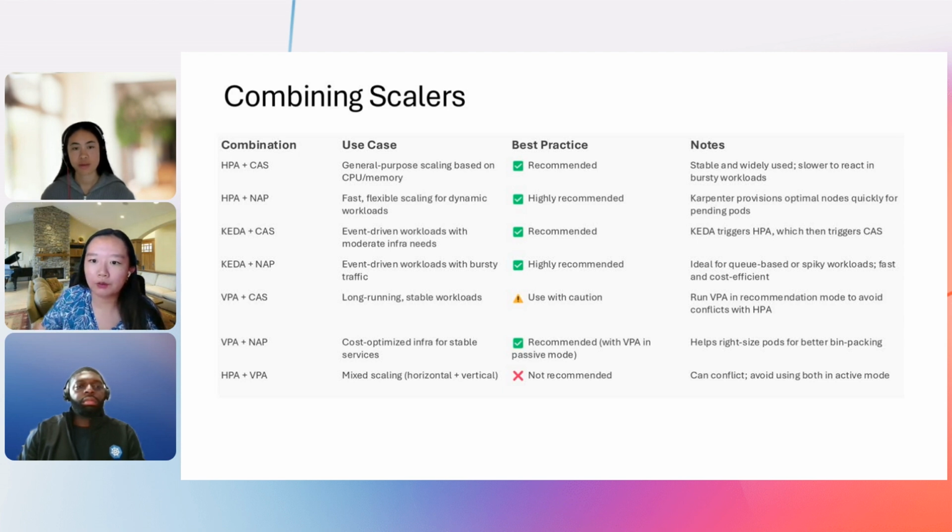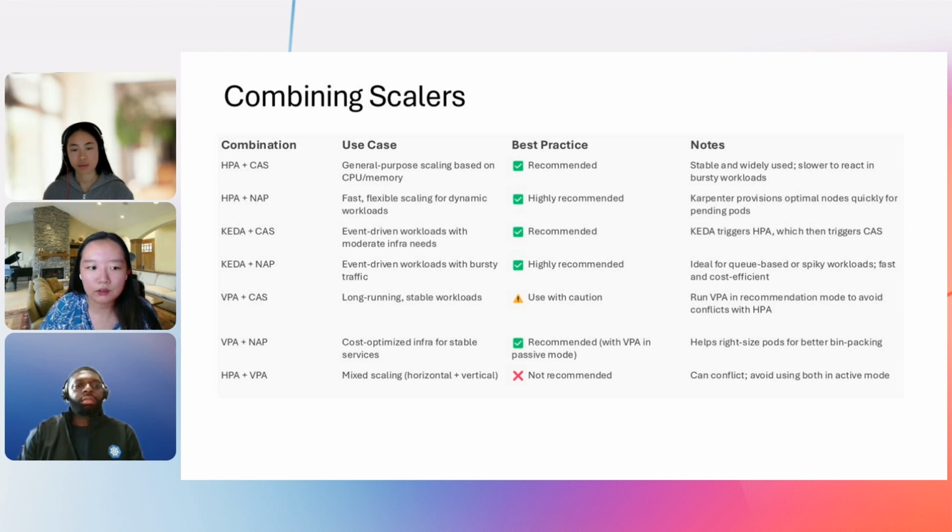So when both of them are reacting to the same metric, they can make different scaling decisions. For example, if VPA increases the CPU request, HPA might see that as a lower utilization and then scale down. So that can have some conflicting impact.